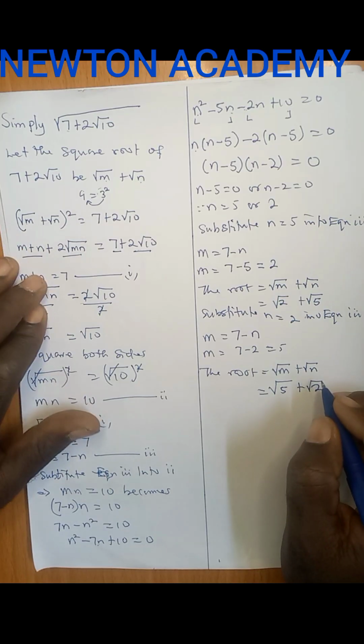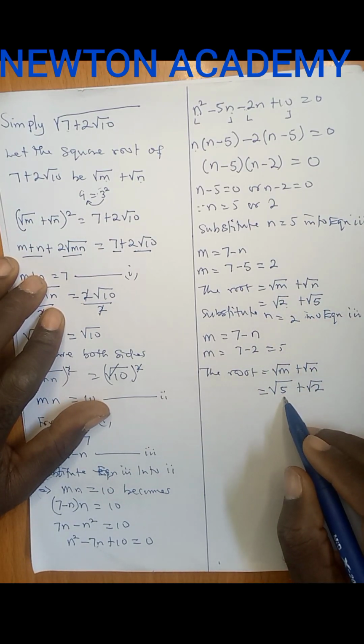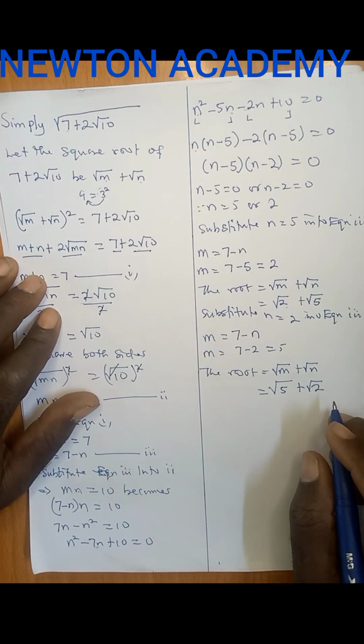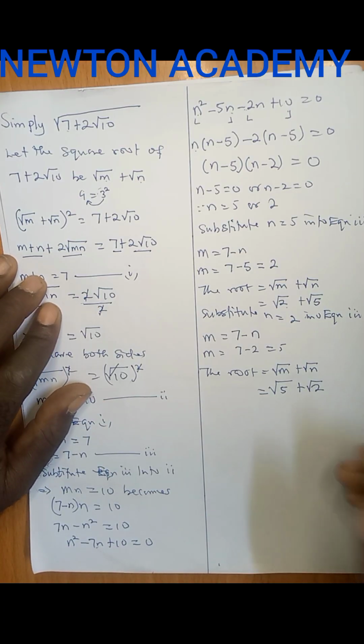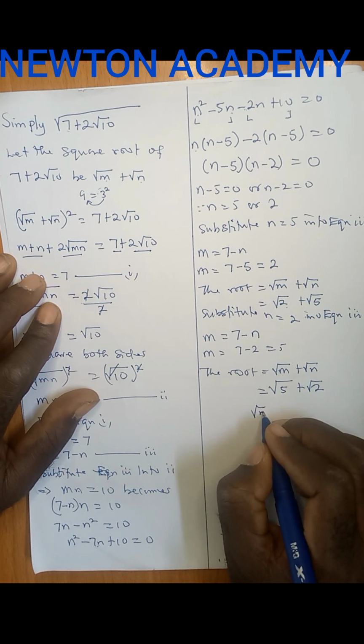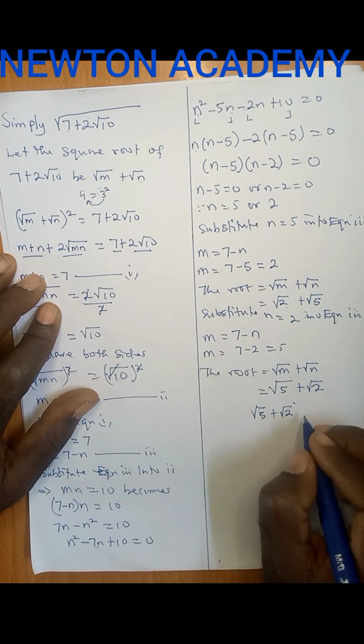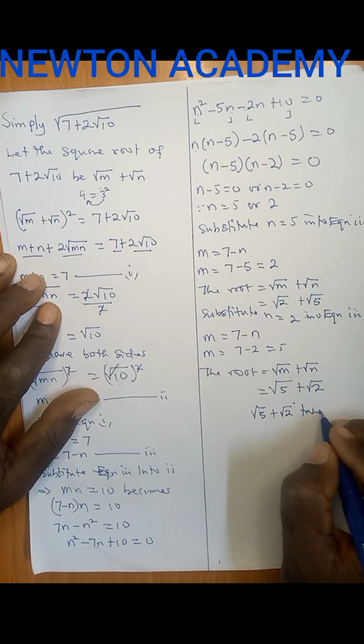You find out it has two roots. We have root 2 plus root 5 and root 5 plus root 2, which are the same. So the root can be said to be the root of 5 plus the root of 2, twice, because the two roots are the same.